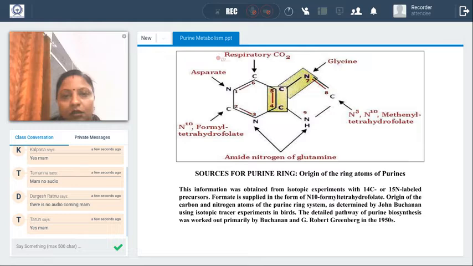So this is a structure of purine ring, aspartate, glycine and glutamine. Three amino acids contribute in the formation of purine ring.